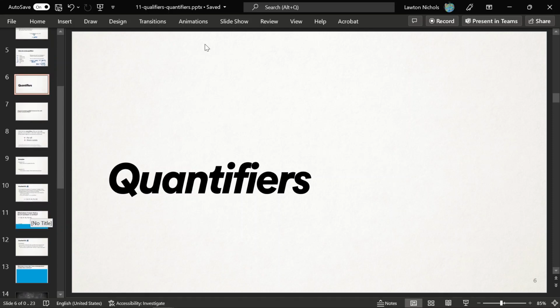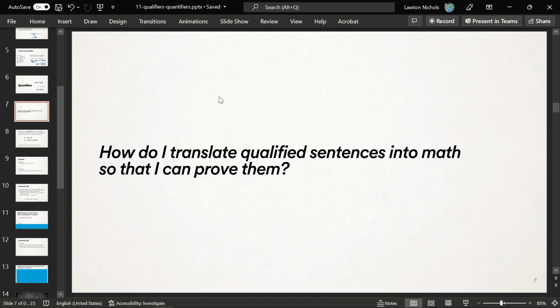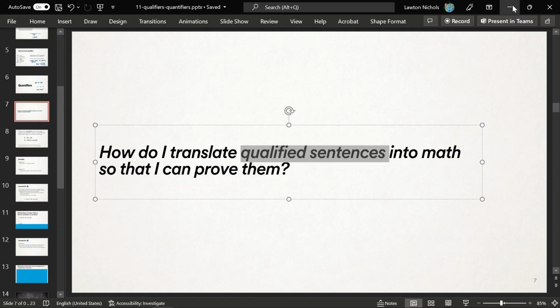So quantifiers are like the logical version of this. It's part of logic. And so it's going to be stuff that gets jumbled around with our ands, our ors, and our nots, and things like that. It's just more math, right? So this is math time now. So let's get into this idea, because our goal is we would like to translate qualified sentences that we might say in English, like "this thing is generally true," into math, so that you can prove without a shadow of a doubt that yes, that idea that was maybe vague in English is exactly what I wanted, okay?